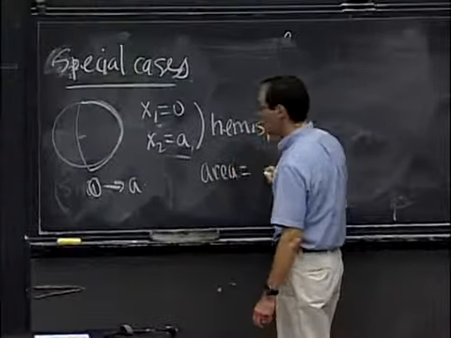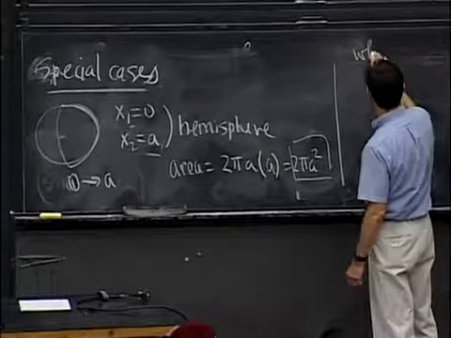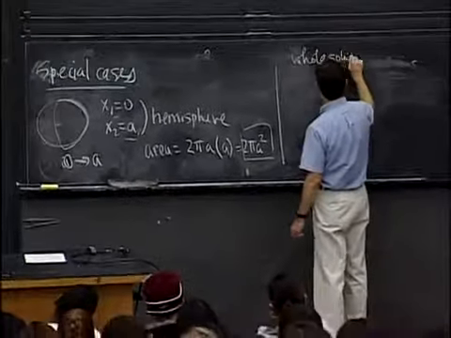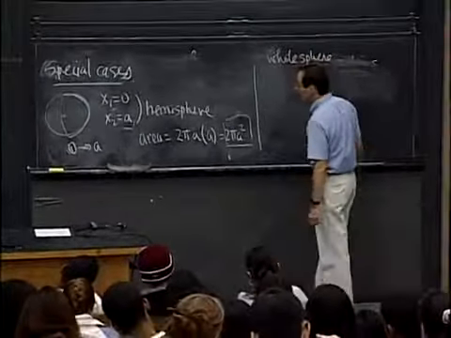All right? And if you take the whole sphere, that's starting at x1 equals minus a, and x2 is equal to a. You're getting 2 pi a times a minus a, which is 4 pi a squared. That's the whole thing.